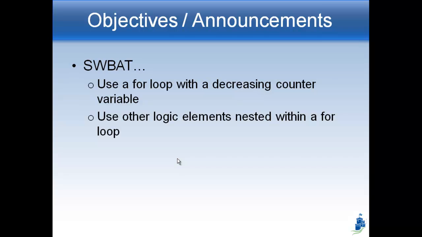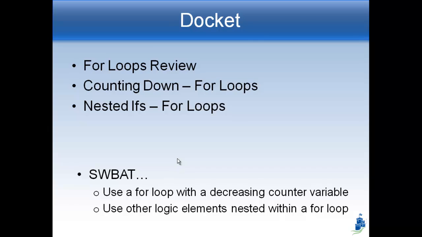We're going to learn how to use a for loop where instead of counting up, where I is 1, then 2, then 3, we're going to learn how to count down, so a decreasing counter variable. And then we're going to use other logic elements nested within a for loop, so we'll learn how to nest an if statement inside a for loop. All right, so here's how we'll do that. First, we'll review what for loops are in case you forgot. Then we'll learn how to make them count down, and then we'll nest a few ifs in there.